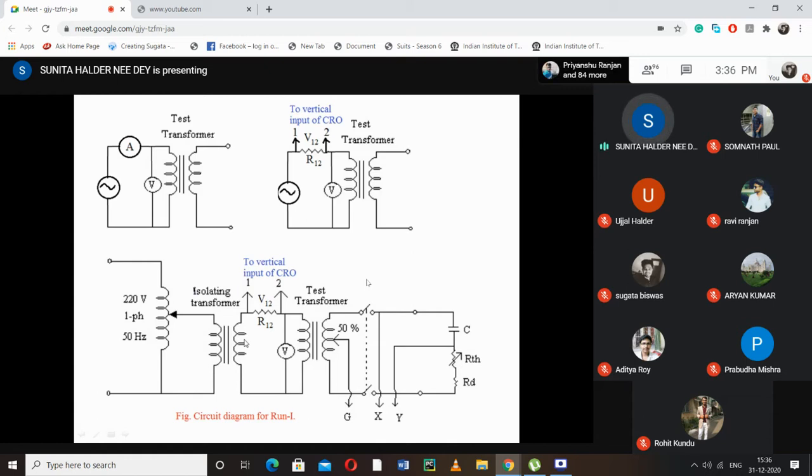From primary to secondary, power is transferred through the magnetic circuit totally. That means from the primary side, no electrical quantity directly goes to the secondary side of the test transformer. It will go through the magnetic circuit. So whatever distortion we get is generated in the test transformer, not coming from the isolating transformer, not from the source. Understood this?